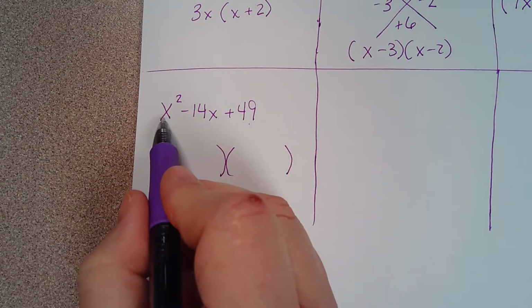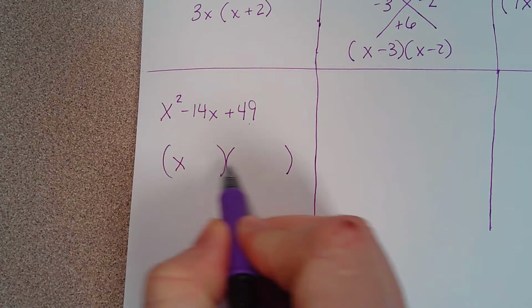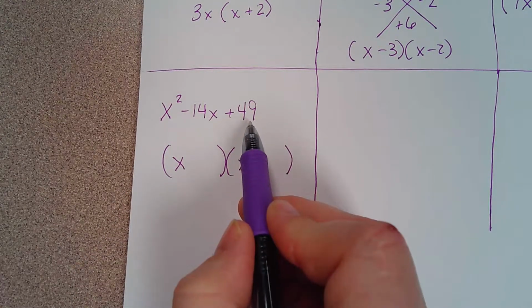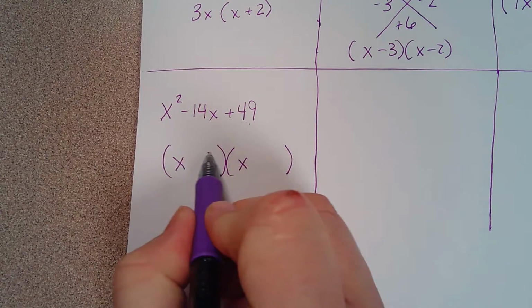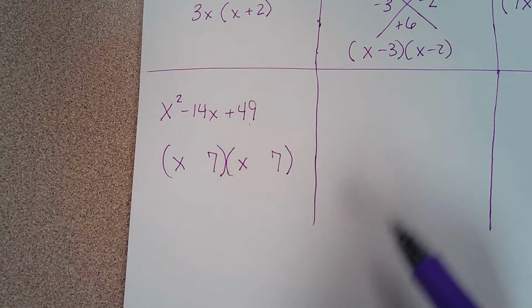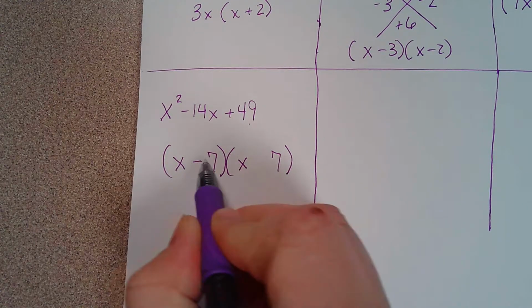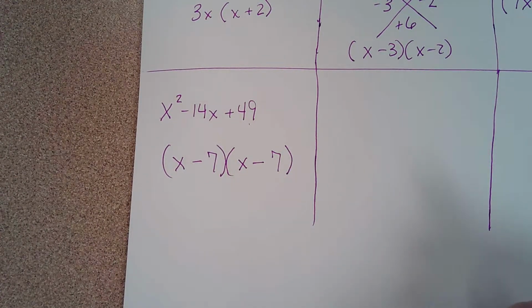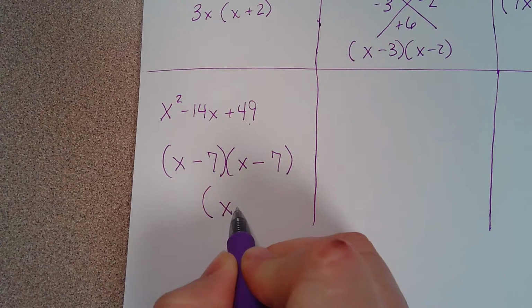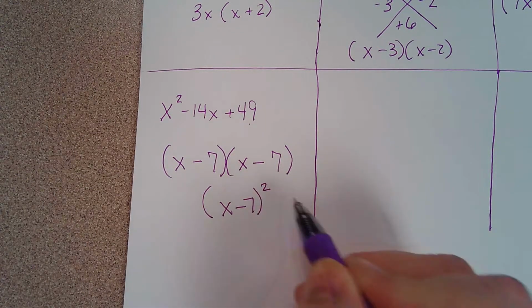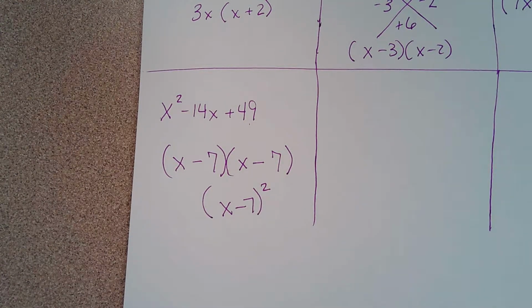So we cut the x in half. We do the square root of 49, which is 7. And instead of having opposite signs like the last one, you're going to have the same sign. So they're both going to be negative. So when you rewrite this, it is x minus 7 quantity squared. So that right there is an example of one of your perfect squares.